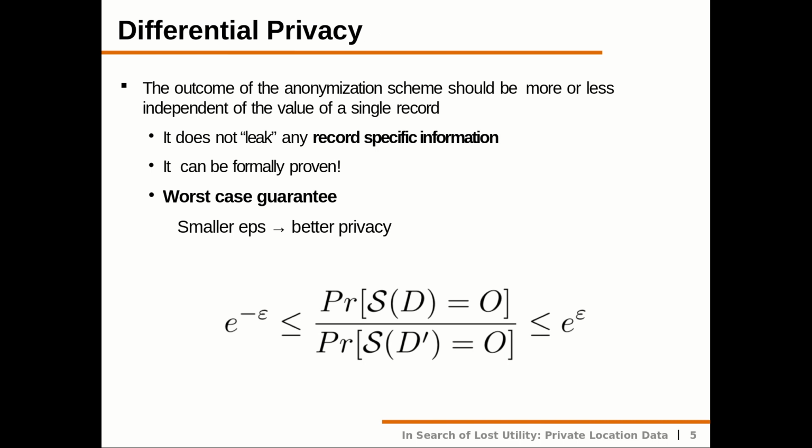Okay, just a very quick recap of differential privacy for those who do not really understand it. Just remember that the first line on the slide: the outcome of the anonymization scheme should be more or less independent of the value of a single record. So we hide user-specific information and it gives us a formal guarantee and a worst-case guarantee.